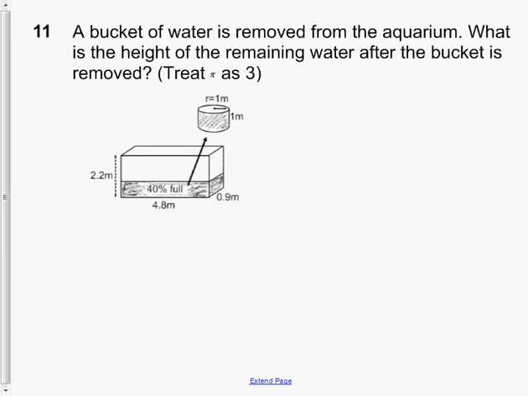Next one is a bucket of water is removed from an aquarium. What is the height of the remaining water? It's the last question. So the first thing I want to do is calculate how much water was in the aquarium to begin with.